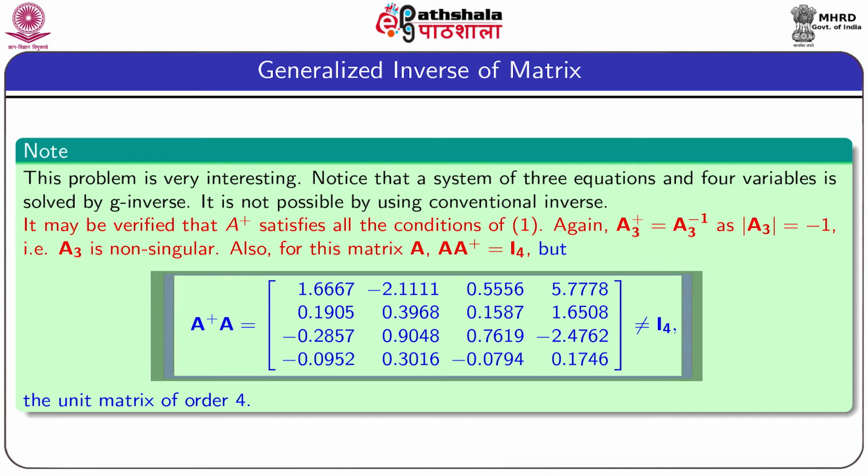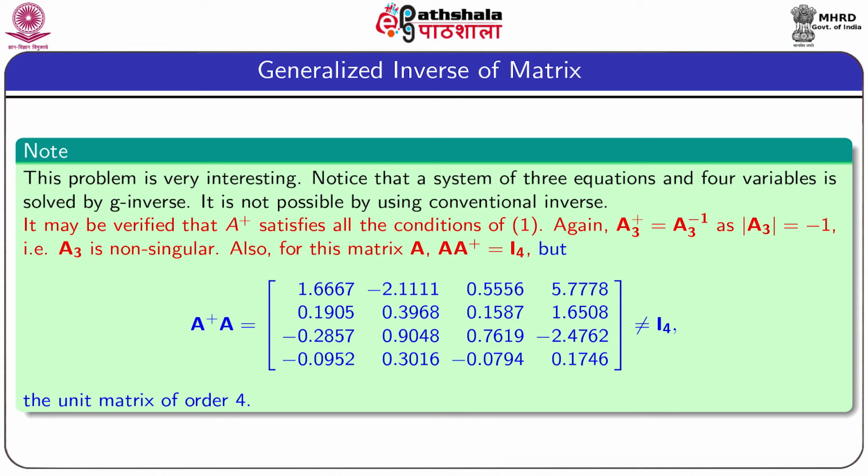But A plus A, that means the product of Moore-Penrose inverse into the matrix A, is this matrix, which is a matrix of order 4 by 4. Note that this matrix is not the unit matrix of order 4 by 4.